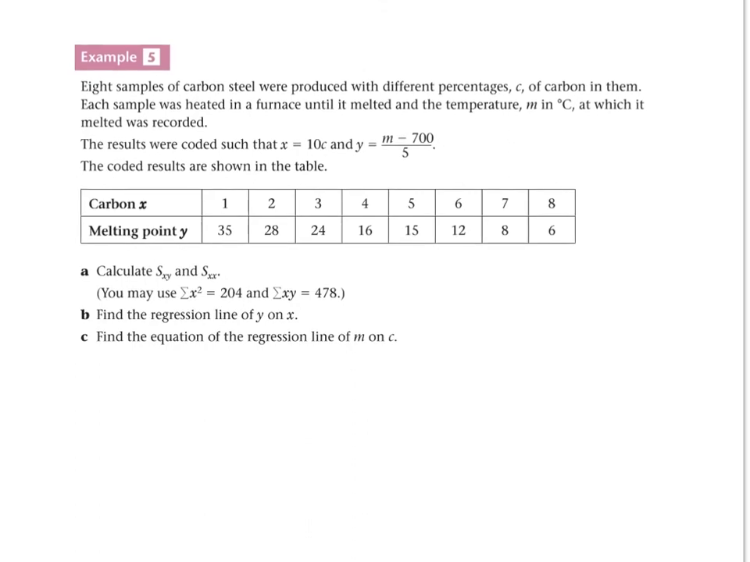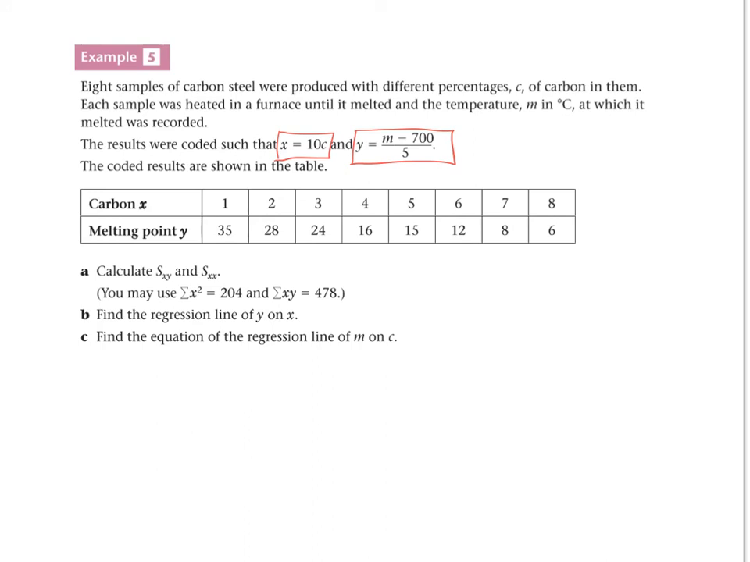8 samples of carbon steel were produced with different percentages C of carbon in them. Each sample was heated in a furnace until it melted, and the temperature M in degrees Celsius at which it melted was recorded. And the results were coded such that X had that code and Y has that code. The coded results are shown in the table, so they've been given to us and we can work it out backwards really.